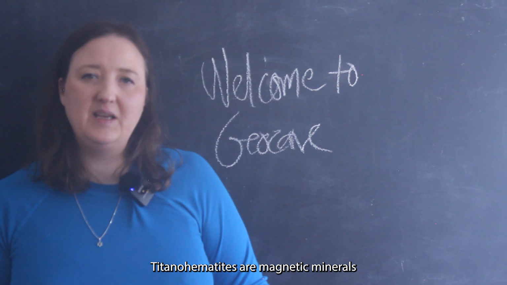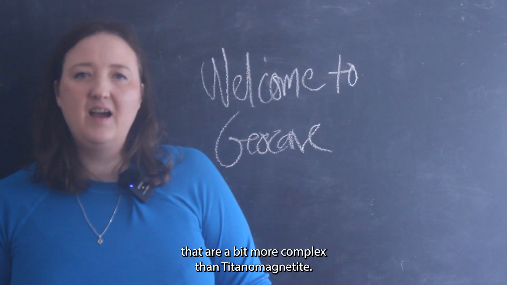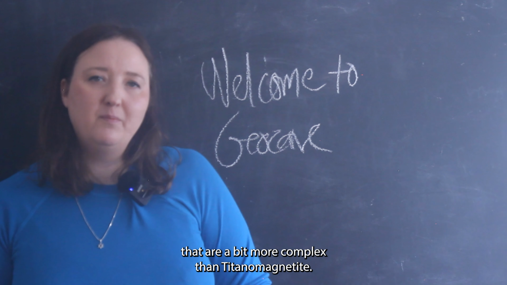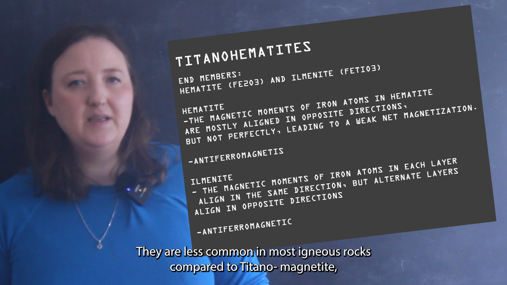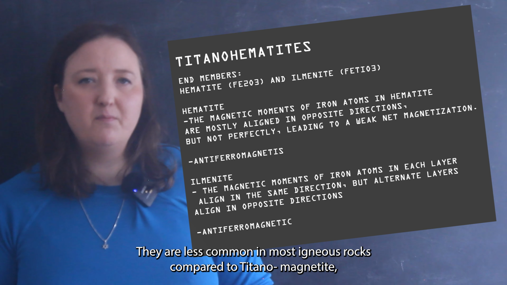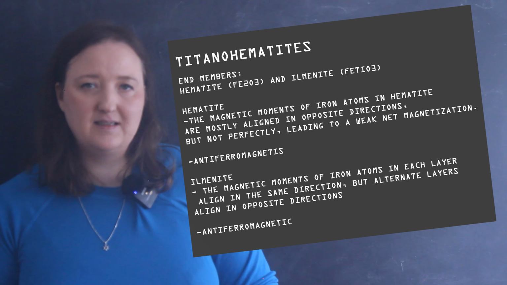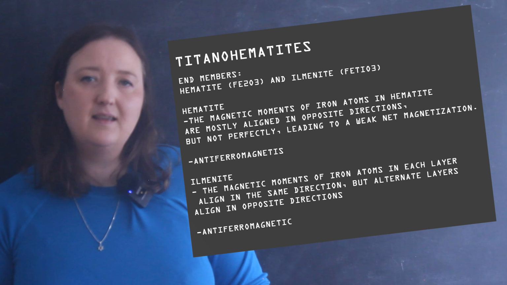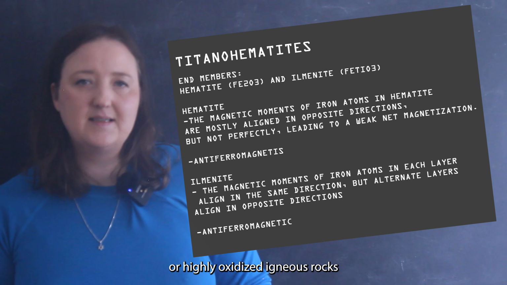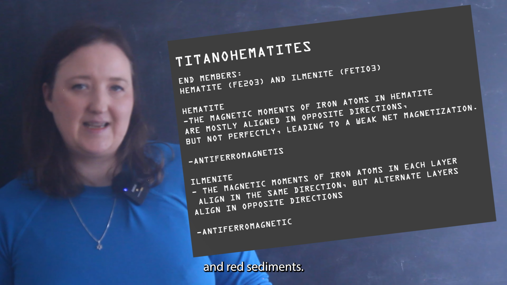Titanohematites are magnetic minerals that are a bit more complex than titanomagnetites. They are less common in most igneous rocks compared to titanomagnetites, but can be dominant in highly silicic or highly oxidized igneous rocks and red sediments.